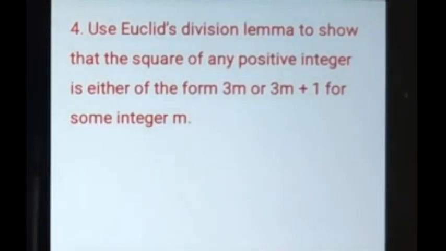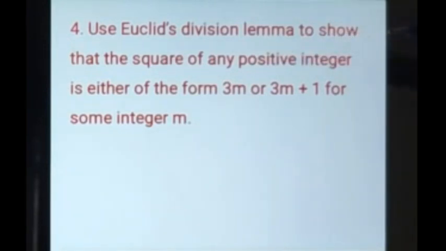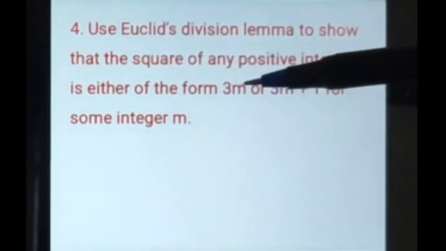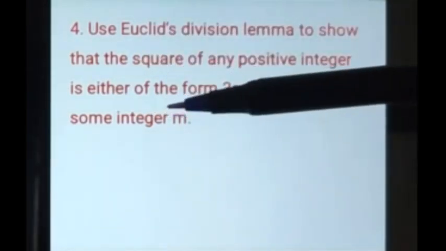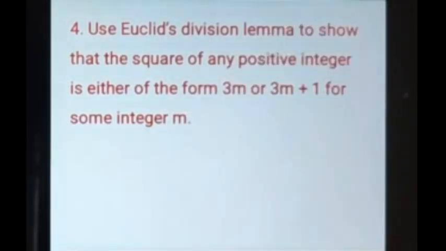So another question from exercise 1.1 is question number 4, which states: using Euclid division lemma, show that the square of any positive integer is either in the form of 3m or 3m plus 1 for some integer m. Okay, what is the meaning of this? Let us understand.